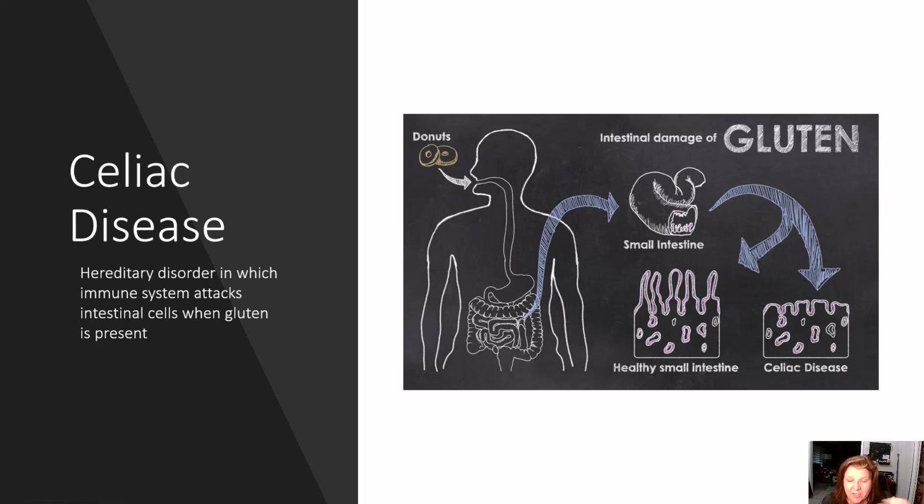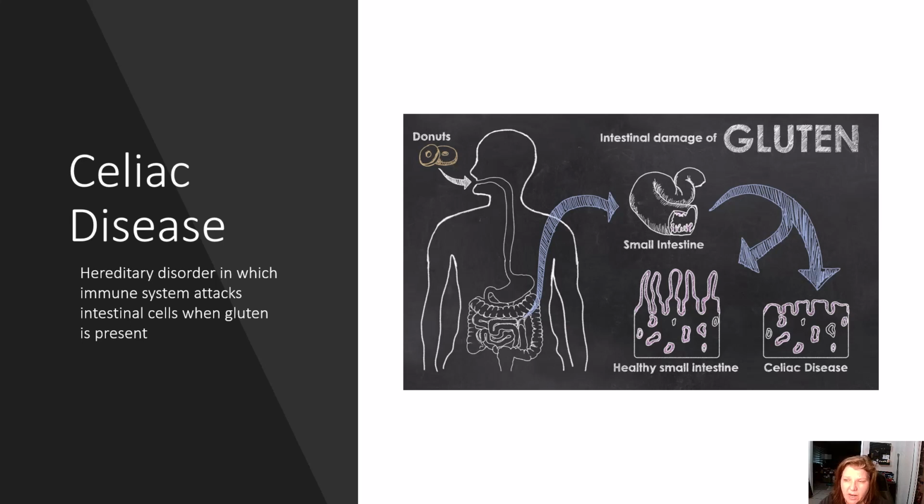Now, again, just like we saw with cystic fibrosis, celiac disease is a genetic condition. This is a hereditary disorder, and in this one, it's just a little bit different. It's more like an autoimmune disorder. So the immune system mistakenly attacks the intestinal cells when gluten is present. Now, gluten is a protein that is found in many of our carbohydrate-related foods. So it's actually a protein that is found within grains of wheat, rye, and barley. And it's often the case that our body has problems with the protein aspect of things, and that's why the immune system attacks.